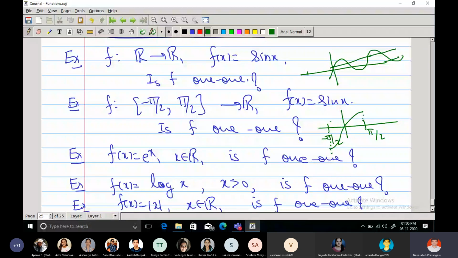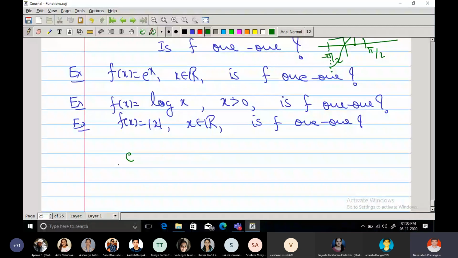So if you look at the exponential function, what is the graph of the exponential function? You know the graph of the exponential function. This is the graph of e raised to x, and at 0 it passes through 1. So this corresponds to the point (0, 1). Right. So is it a one-to-one function from the graph? Yes, because if you draw any horizontal line, that line will intersect exactly at one point.